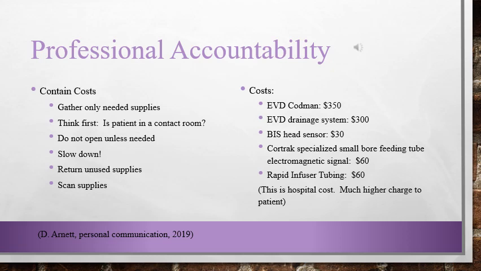The CoreTrack small bore feeding tube that you use is $60 each. And then the rapid infuser tubing is $60. So remember, this is hospital cost. So what costs the hospital is going to end up costing the patient much, much higher.